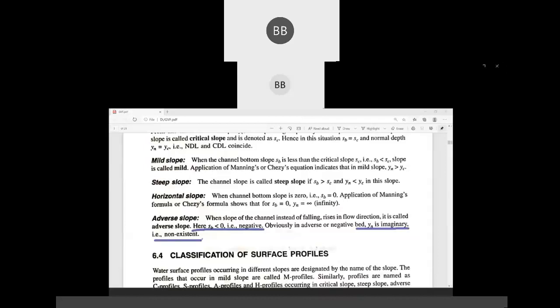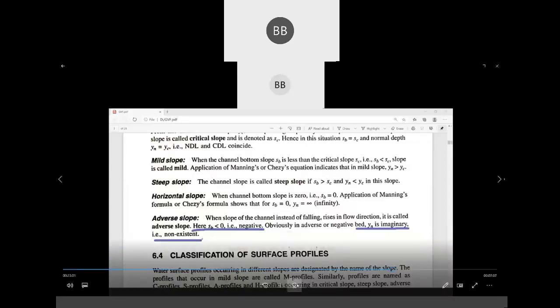In critical slope your SB is equal to SC and your normal depth is equal to critical depth. Horizontal slope, when your bed slope is 0 and your yn is infinity. Adverse slope, when your bed slope is less than 0, that is negative, and your yn is imaginary or not existent. So these are the slopes, and based on the slopes we have some profiles. Those profiles we are going to discuss in the next class.